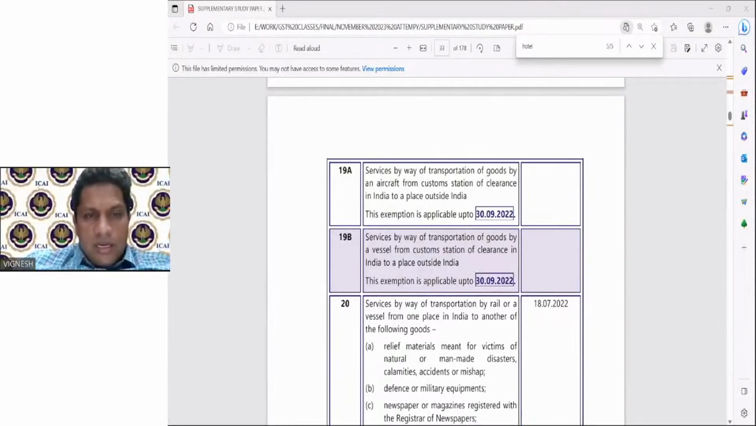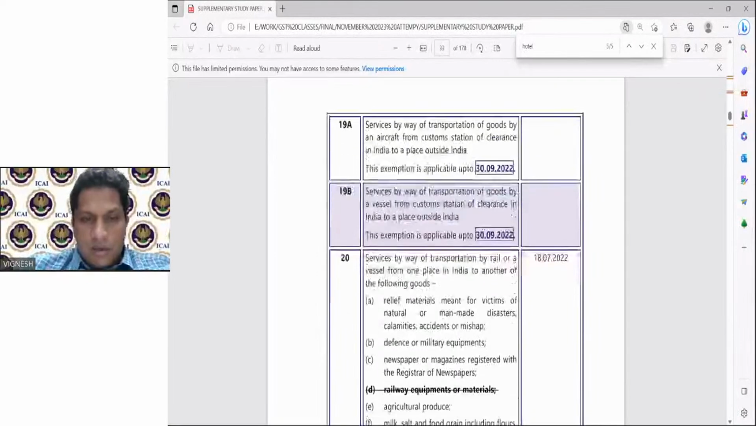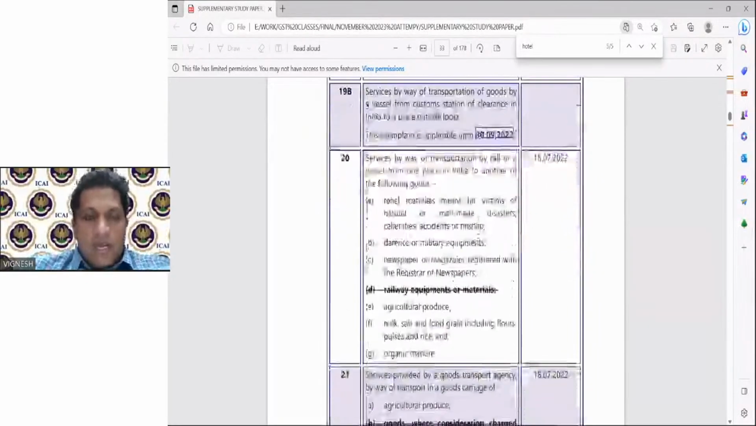19A and 19B, transportation services. Okay, please make sure that in that particular PPT also you don't consider this. As far as possible, I will try to delete it and give it to you. But just in case it is not there, you please refer to these particular sections. Okay, so this is no longer there. These two, because they were applicable only till 30th November 2022. Then this one, entry number 20, we have already seen.